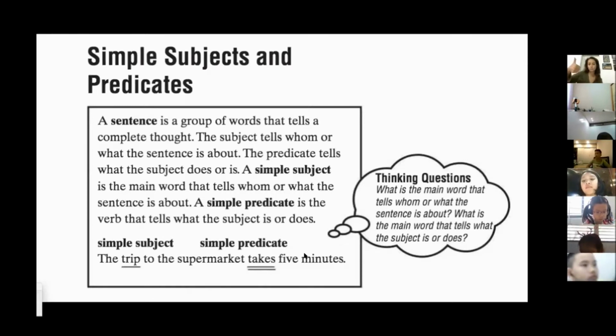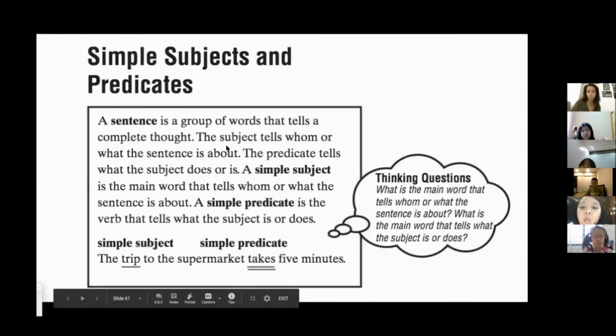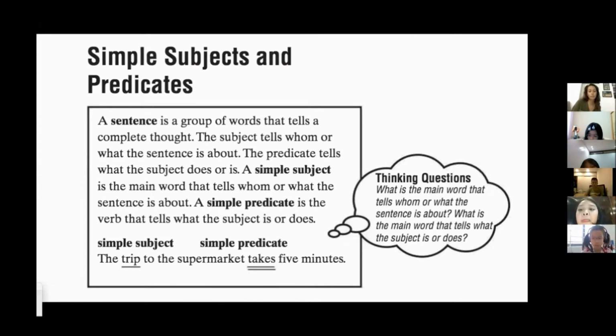Does everyone remember? Easy, right? We've talked about subjects and predicates a few times. So the simple subject or predicate is the main word. A simple subject will be a noun or a pronoun, and a simple predicate will always be a verb. So in our example sentence, the trip to the supermarket takes 5 minutes, you can think: what is the main word that tells whom or what the sentence is about? What is the main word that tells what the subject is or does?